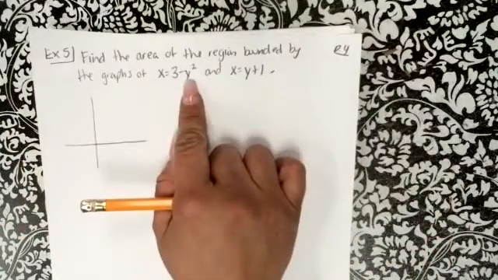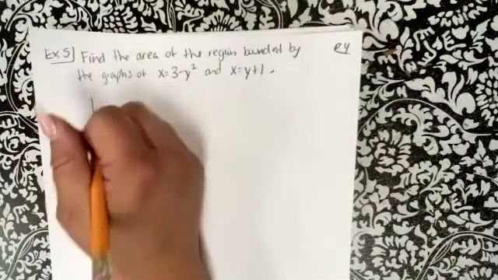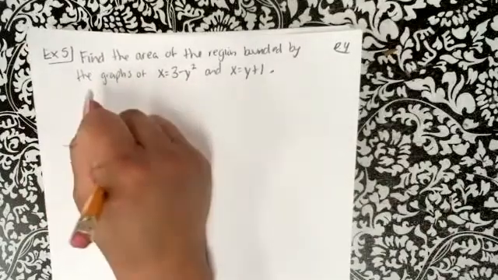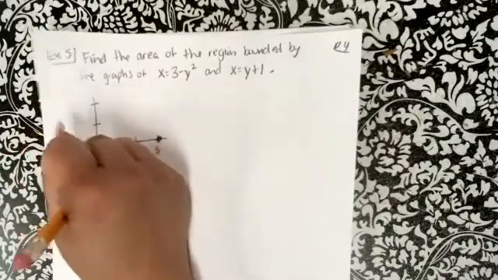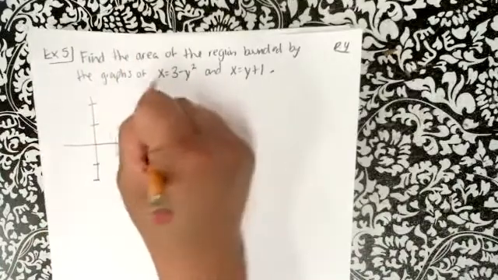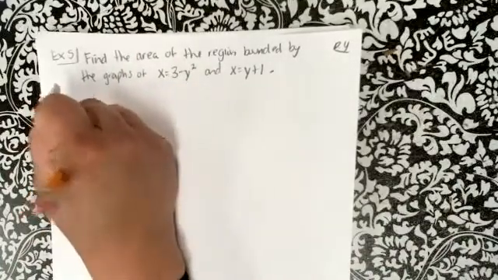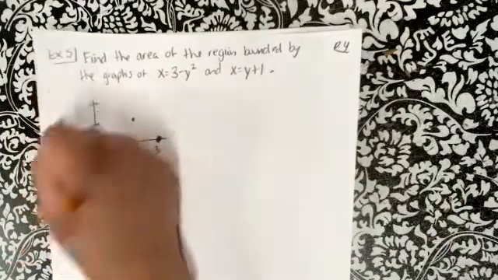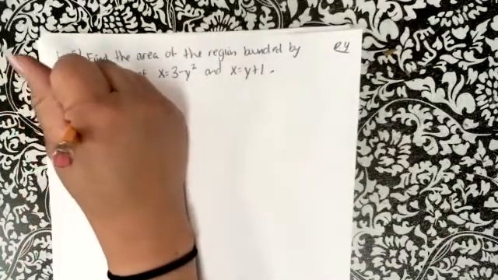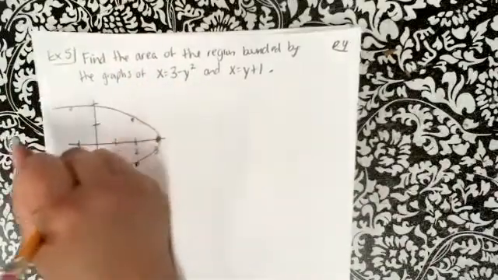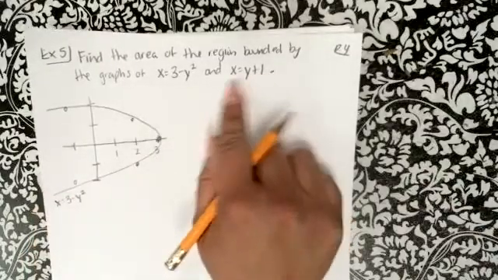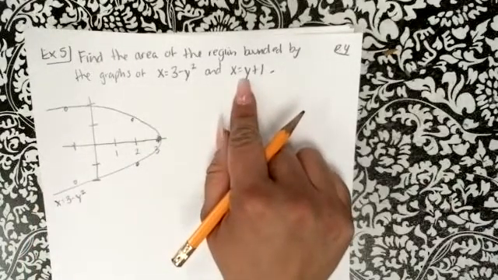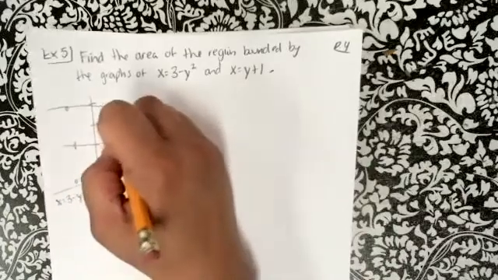This is a sideways parabola with an x-intercept at 3. Over 1, up 1, over 1, down 1. And then 1, 2, 3, 4, 2, and 2. So this is the graph of x equals 3 minus y squared. This is just a line. It's actually y equals x minus 1. It's going to cross at negative 1, up 1, over 1, up 1, over 1. It's this line right here.